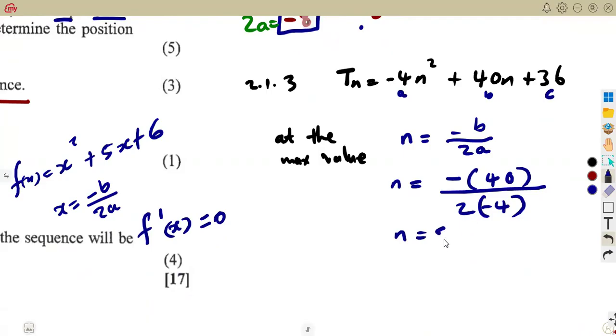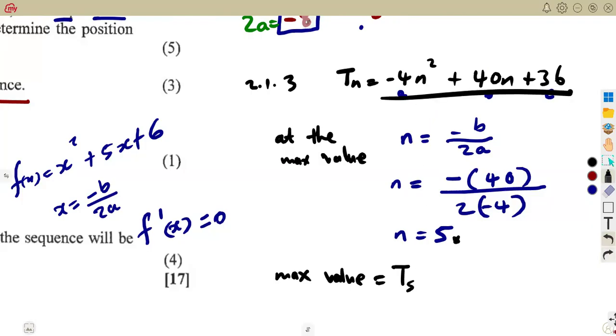So that was going to give us 5. If n is equal to 5, what is the maximum value? At the maximum value, n is equal to 5. So what is that maximum value? In this case, the maximum value is going to correspond to T5. When n is equal to 5, that's T5. You substitute 5 in place of n. Wherever you see n, you substitute 5.